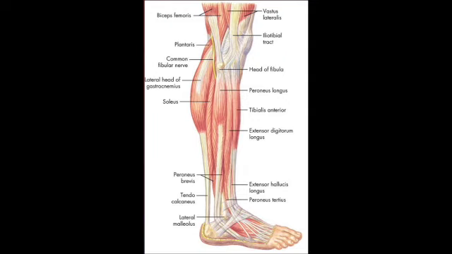Moving down the leg, at the back of the knee, there are two muscles, the popliteus and the plantaris. The muscles of the lower leg consist of the gastrocnemius, soleus, peroneus longus, brevis, and tertius, the tibialis anterior and posterior, the extensor digitorum longus, extensor hallucis longus, flexor digitorum longus, and the flexor hallucis longus.